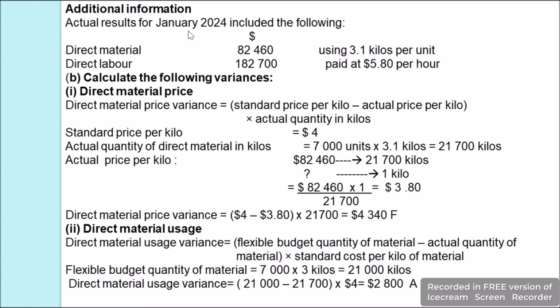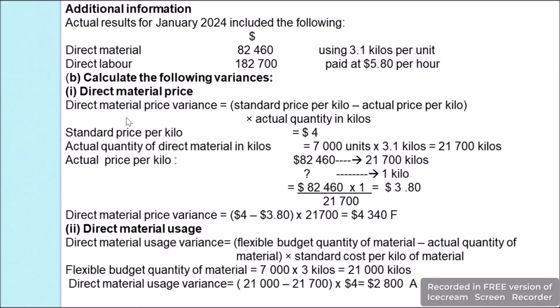Actual results for January 2024 included the following. Direct material, the price was $82,460 using 3.1 kilos per unit. Direct labor $182,700 paid at the rate of $5.80 per hour. In the B bit of the question, we are asked to calculate the following variances. First, direct material price variance.